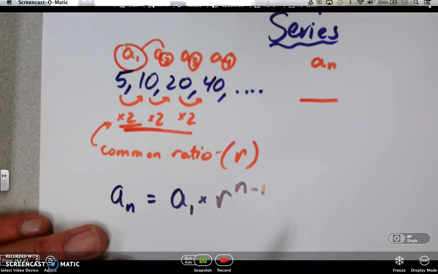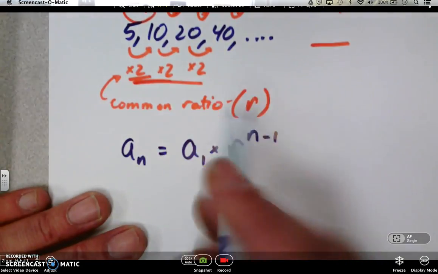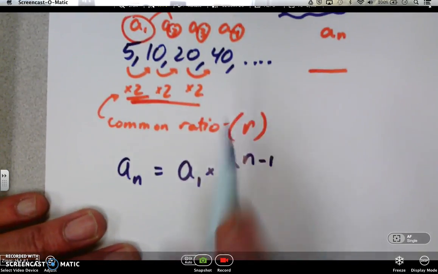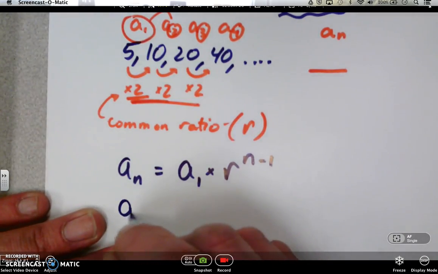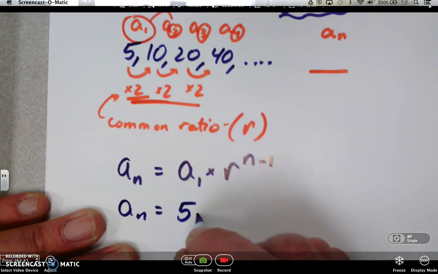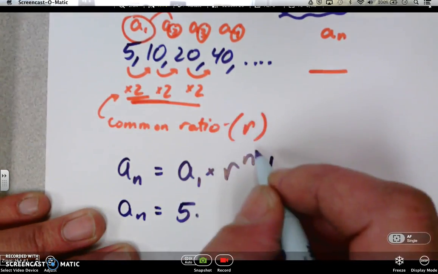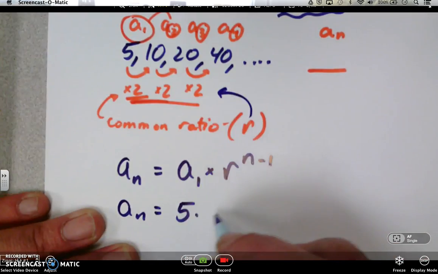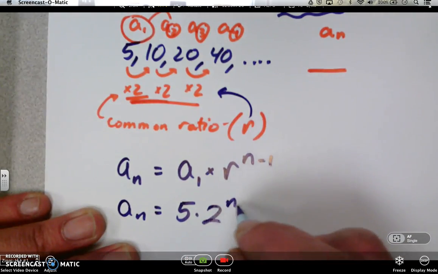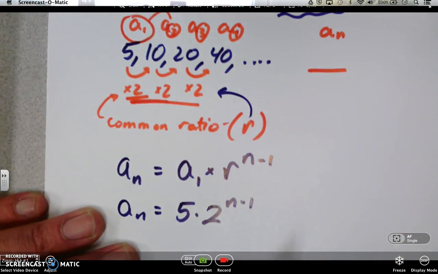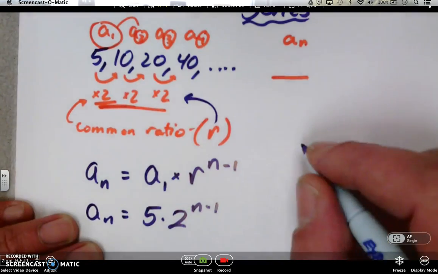So let's see here. That's our rule. For this one specifically, we would say a sub n equals 5 times our ratio, which is 2, and we do that n minus 1 times. Okay, so let's do this and let's check.